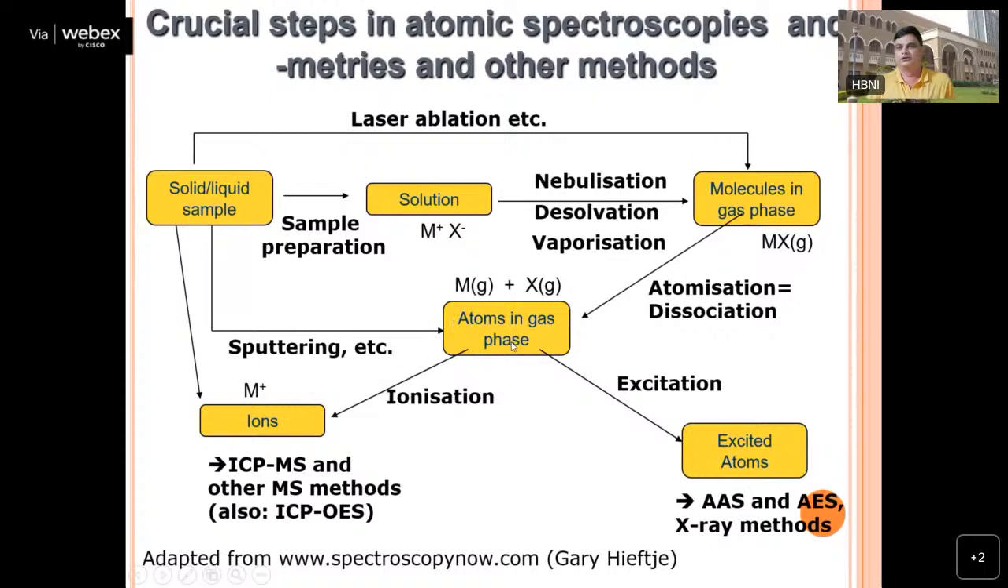Okay. So when I am using atomic absorption spectroscopy, emission spectroscopy or any X-ray methods, I will use the atoms in the gas phase for my qualitative and quantitative analysis. But these ions are very useful when I am doing ICP-MS analysis and even simple mass spectrometry.